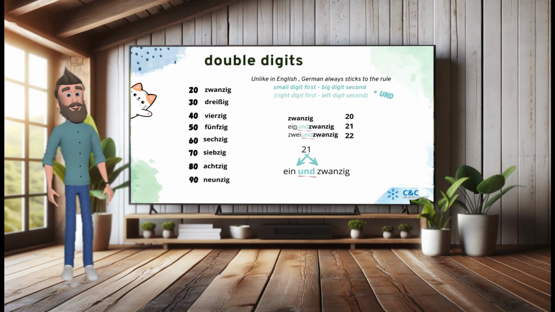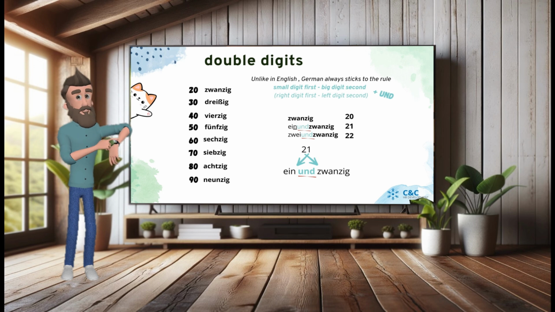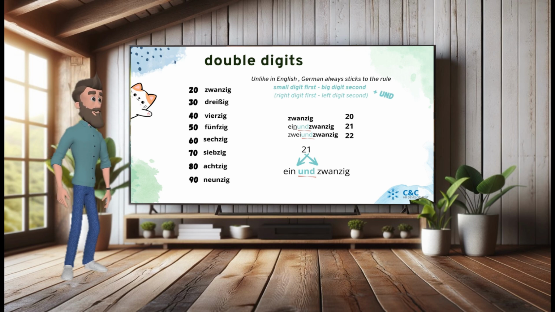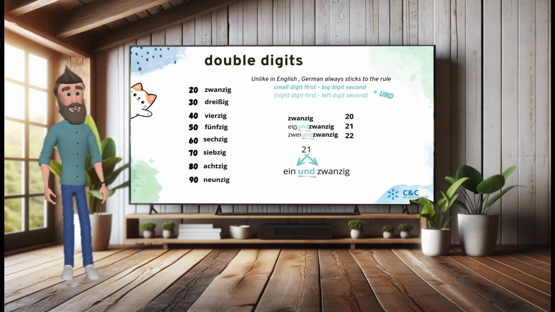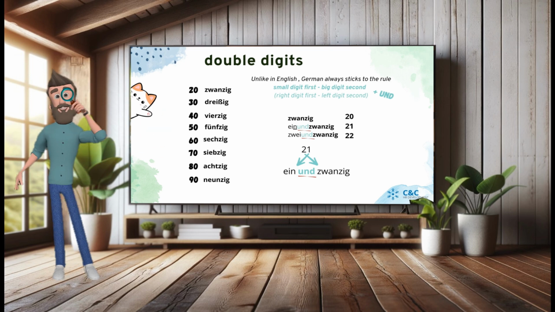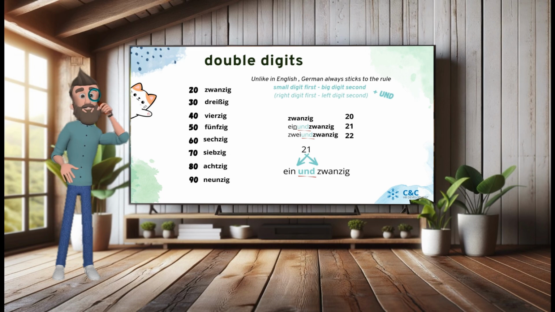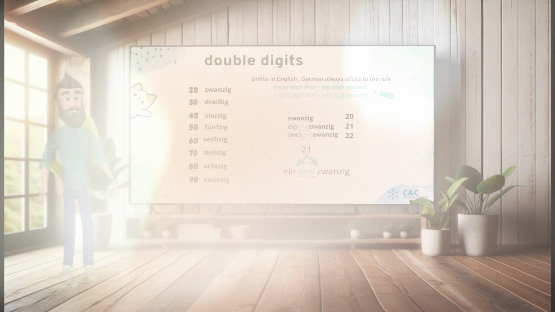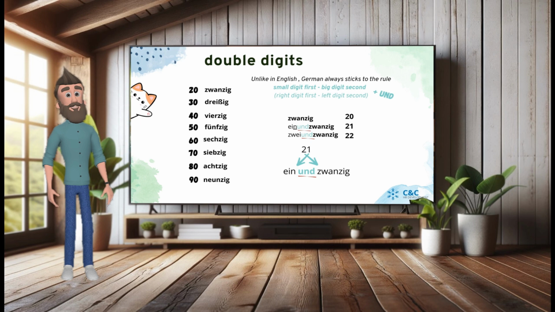Here we have the 20s, double digits. Let's review the 20s, 30s and 40s. 20, 30, 40, 50, 60, 70, 80, 90. And again, we go with the rule small digit first, big digit second. And so we get 21, 22. Of course, we add the und. Those numbers we have practiced to talk about age, to talk about telephone numbers.